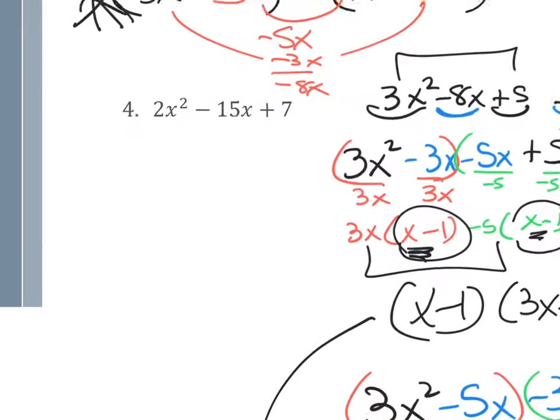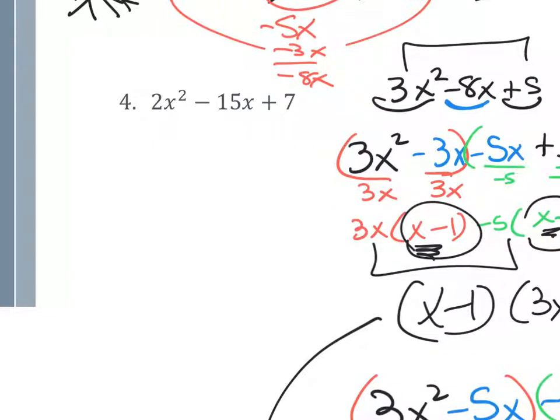Let's try this one. So again, guess and test. These are still small numbers, so it's reasonable to be guessing and testing here. Because the factors of 2 are just going to be 2 times 1, and the factors of 7 are 1 times 7. So really, you don't have to do a whole bunch of FOIL problems when the numbers are little like this.